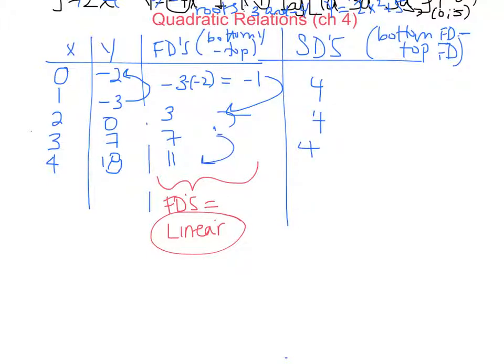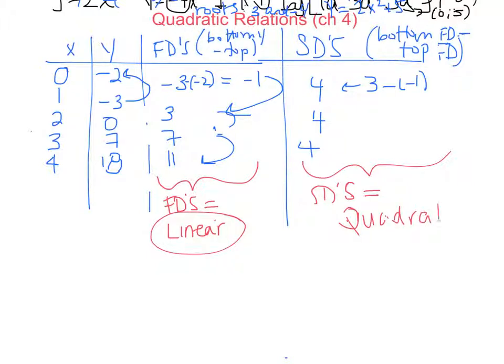If you wanted to show the calculation, you would write down 3 minus -1, and that would give you your 4. 7 minus 3 would give you your 4, and 11 minus 7 would also give you your 4. If you calculate the second differences and they are all the same, see how they're all 4 right over here, that tells you that it's a quadratic function. So if the second differences are equal, then it's a quadratic function.